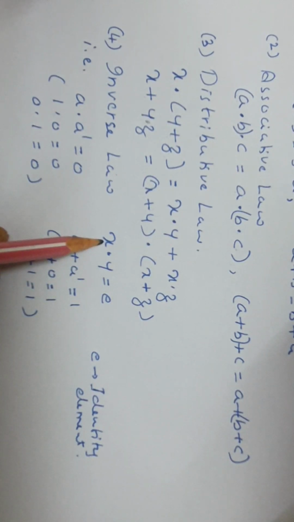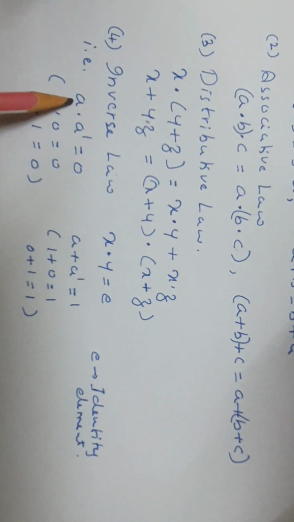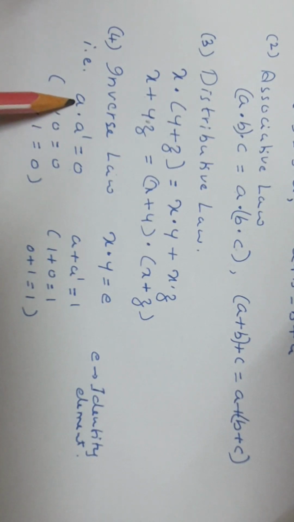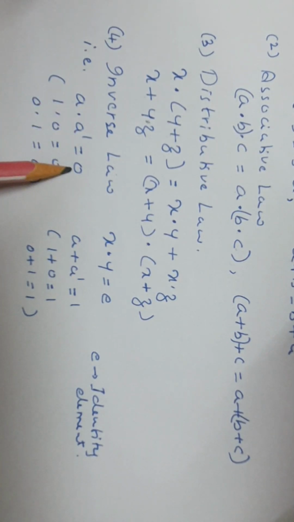the complement of X. That is, with respect to the AND operator, A logically ANDed with A dash is equal to 0. So the identity element for AND operation is 0. Any variable ANDed with its complement is equal to the identity element, that is 0. Means 1 ANDed with 0 is 0, or 0 ANDed with 1 is 0.